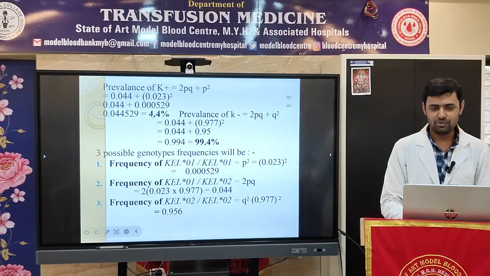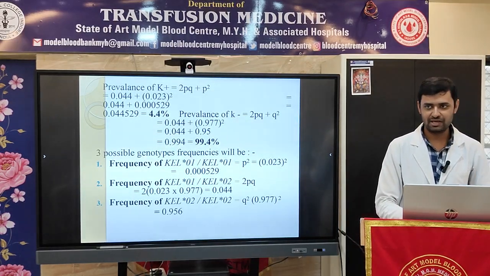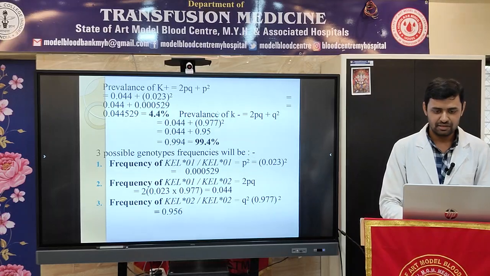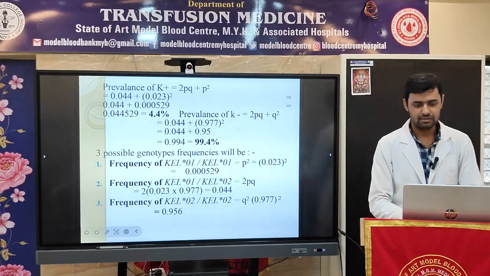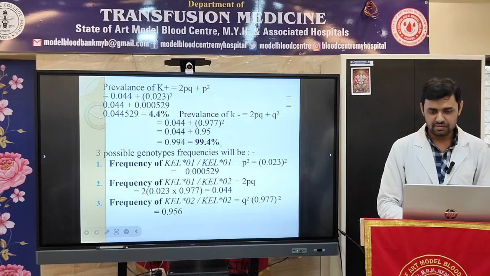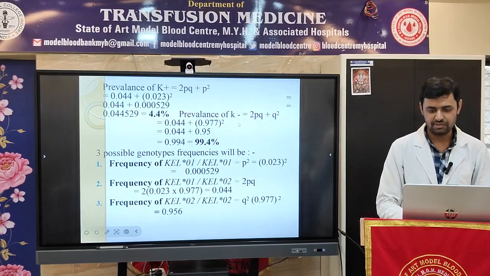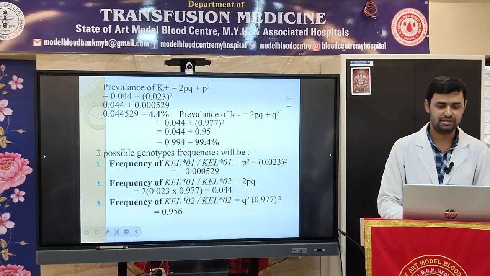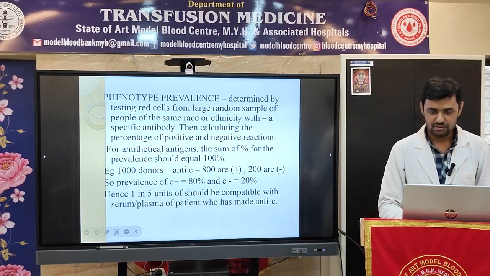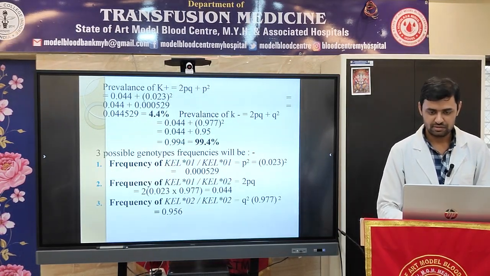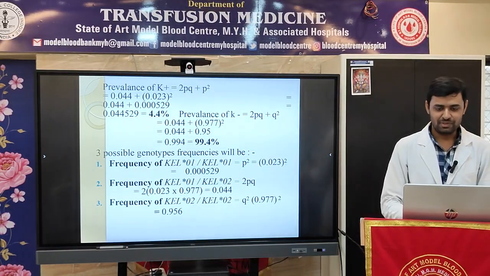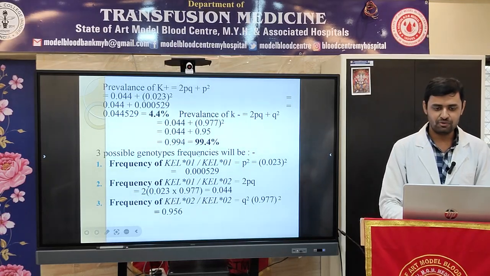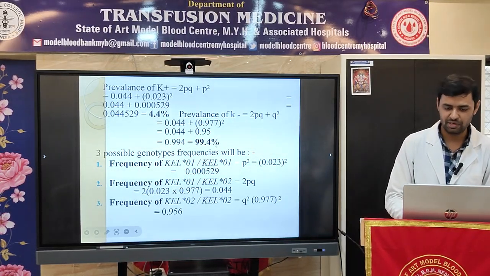Like from 4%, we came to a conclusion of the P value, and from the P value we came to the conclusion of 4.4, like this. Similarly, in prevalence of K minus, it is Q square, the homozygous one, and 2pq, the heterozygous one, which contains small k. So by concluding, we can conclude that prevalence of small k positive is 99.4%. Sorry, that was a mistake. Small k positive it is. So prevalence of small k positive will be 99.4 and prevalence of capital K positive will be 4.4.